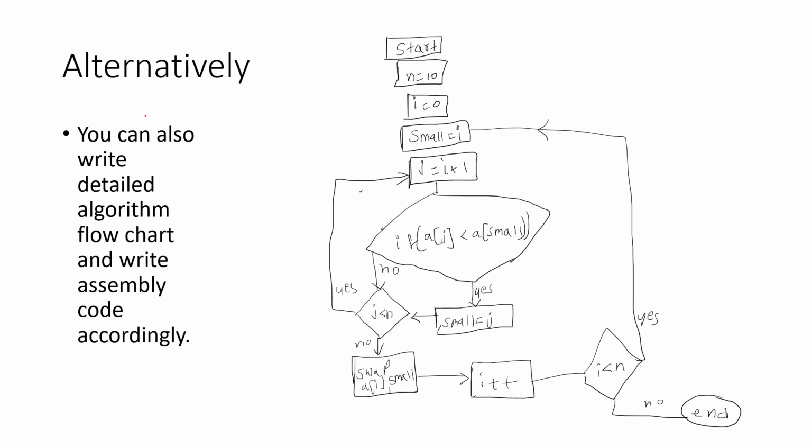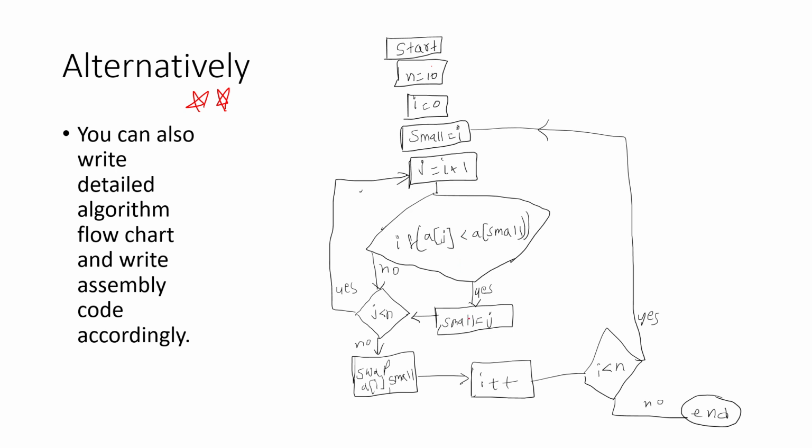The alternative procedure is, you can always use the existing algorithmic flow, the algorithm design, in order to draft an assembly program. This is the best procedure that one can adopt to write an assembly program, because if you observe here, this is the algorithm flow for the selection sort algorithm. Let us say I have n is equal to 10. I'll assign I with 0 initially. I'll assume that small is I, that is the first element, and then I'll start from the second element and start comparing if any of the elements is less than the first element.